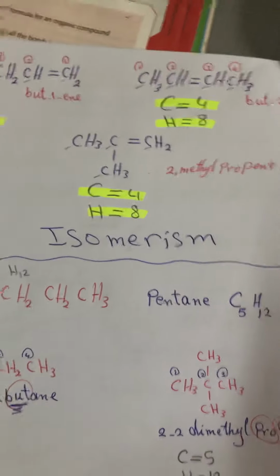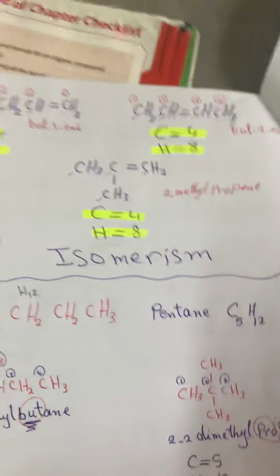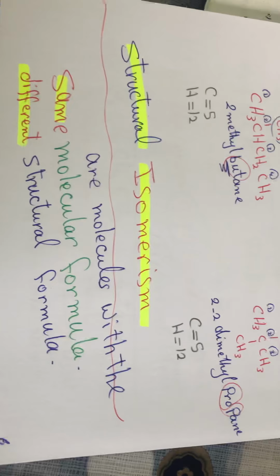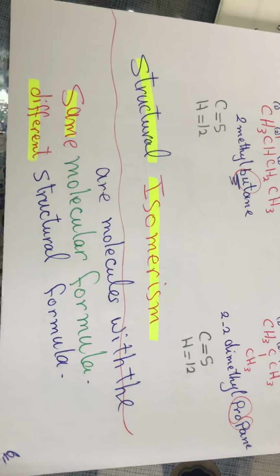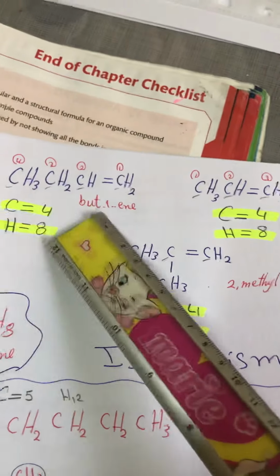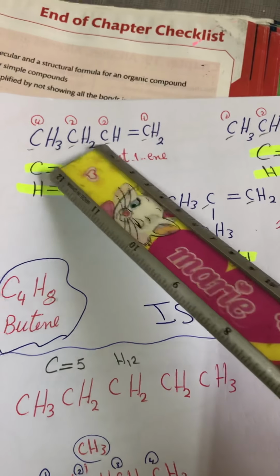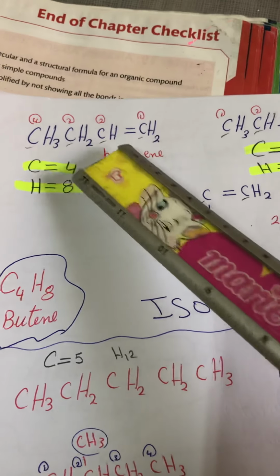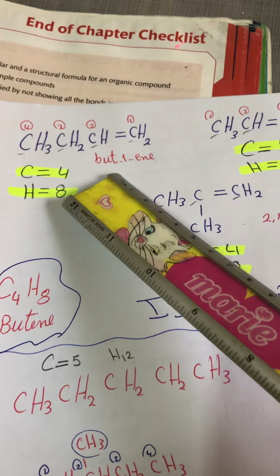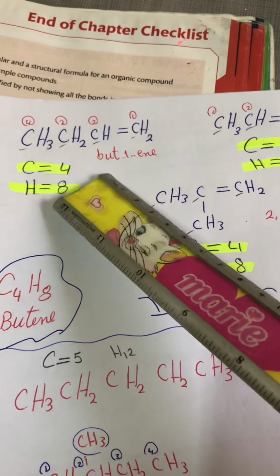I want from you to revise with me what it means by structural isomerism. A structural isomerism, that's to say I have molecules with the same molecular formula but different in structural formula. Let's see the examples. Here I have but-1-ene. Why but? 1, 2, 3, 4. So ene because I have double bonding. Where is the position of the carbon number of double bonding? Carbon number 1. So we call it but-1-ene.